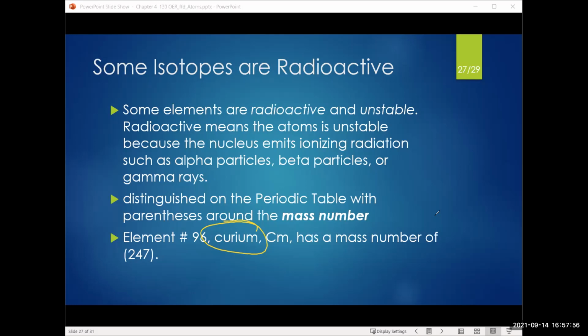This element number 96 was named after Madame Curie. Just a quick side note question, FYI. Does anybody by chance know where Madame Curie was originally from? Very famous scientist. She had 2 Nobel Prizes. And her children also won some Nobel Prizes, along with their husband.